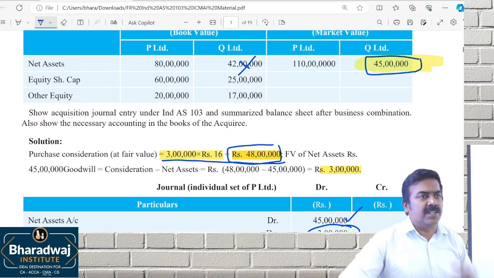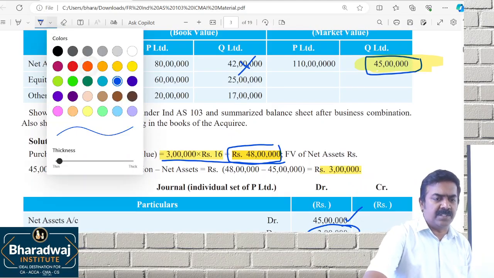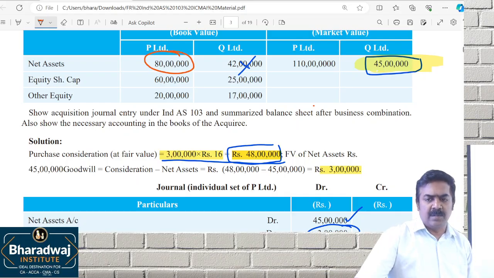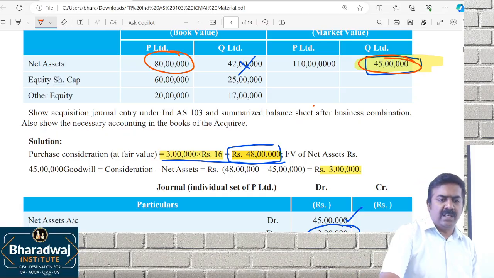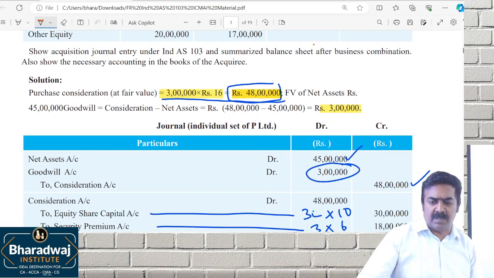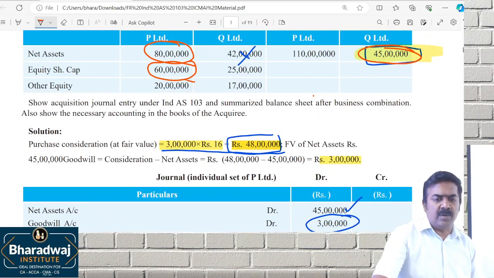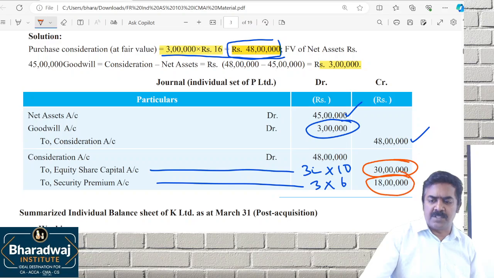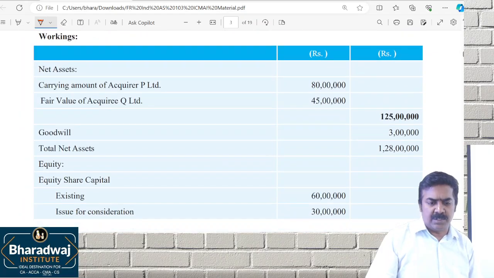Now, while preparing the balance sheet, which value do you have to take? For P Limited, which value do you take? 80 lakhs plus 45 lakhs. Equity share capital will be the existing 60 lakhs plus the consideration we have given, 30 lakhs. Then other equity will be 20 lakhs plus the securities premium of 18 lakhs. With that, we will prepare the balance sheet.